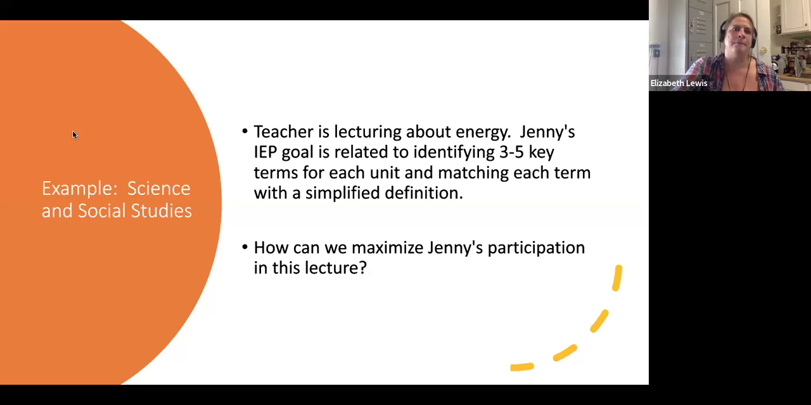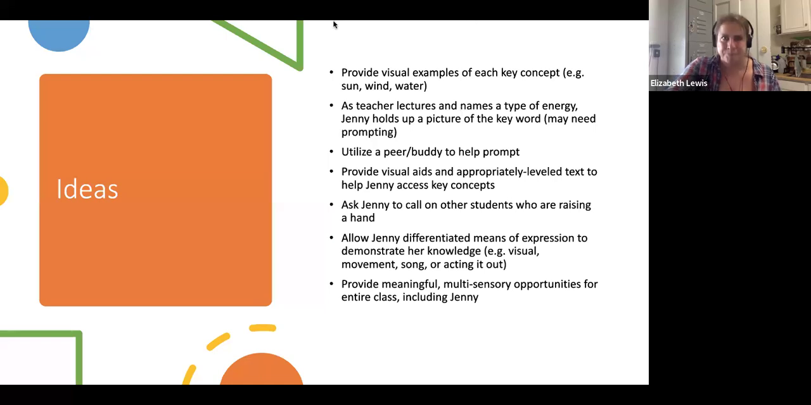Here's one. Teacher is lecturing about energy. Jenny's IEP goal is related to identifying 3 to 5 key terms for each unit and matching each term with a simplified definition. So if we're looking at facts about the student, we know that that's her goal. And so how can we maximize Jenny's participation in this lecture? So we can see that there is probably a mismatch, right? So let's take a look and see how we can fill in those gaps by differentiating.